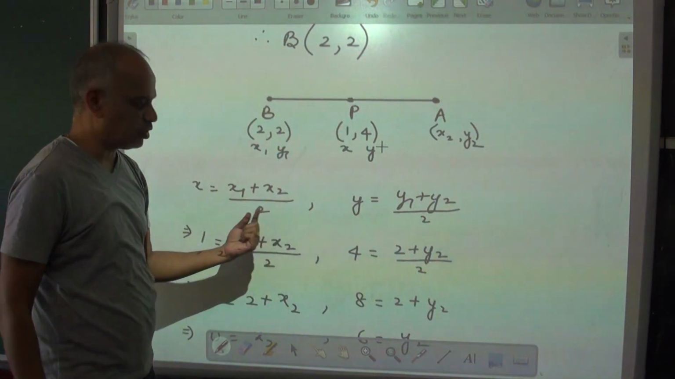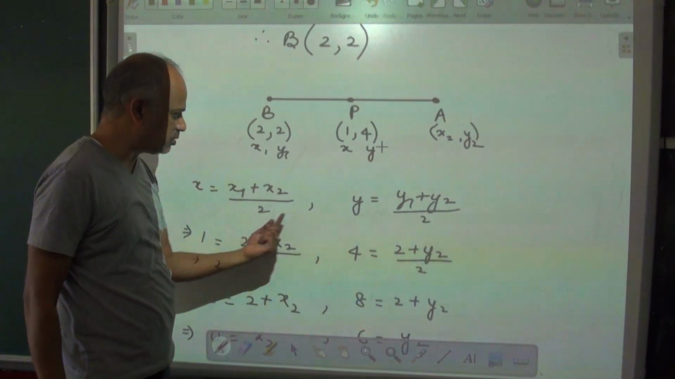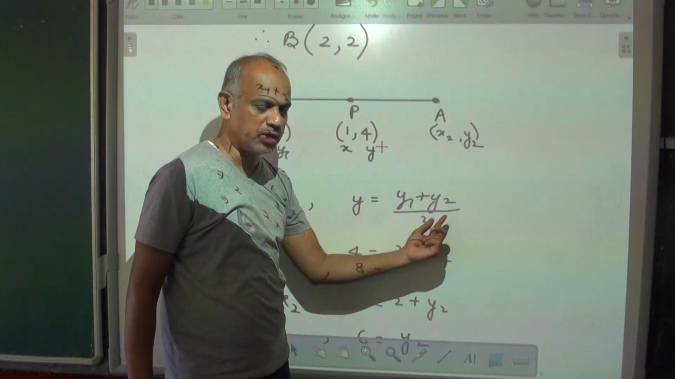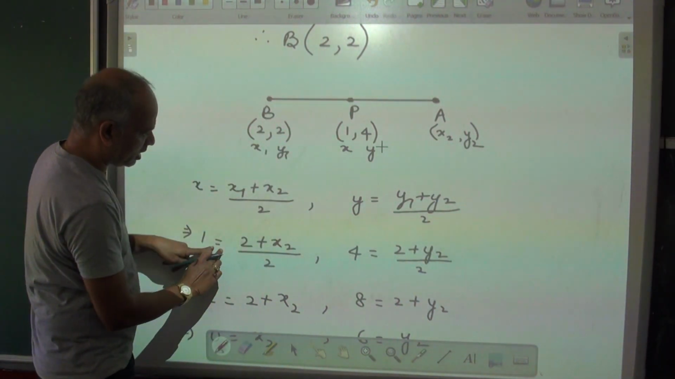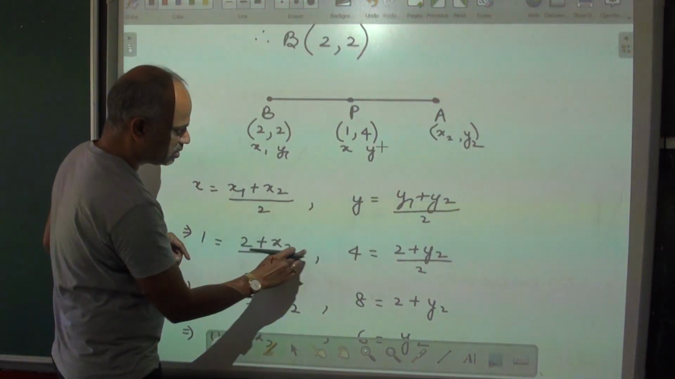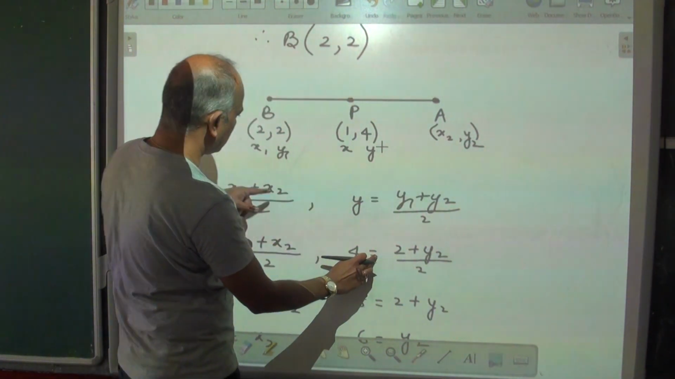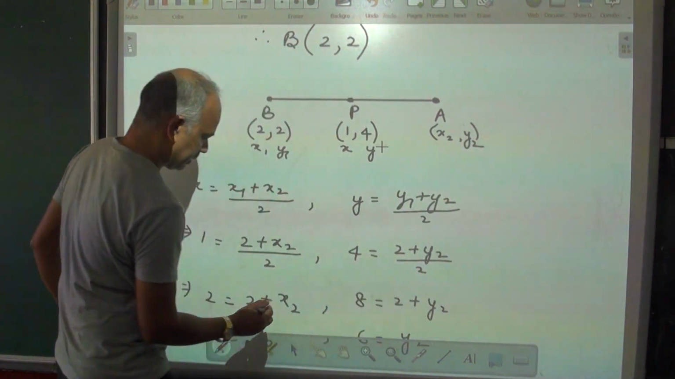Again, this is the midpoint, so use the midpoint formula. X is equal to (x1 plus x2) divided by 2. And y is equal to (y1 plus y2) divided by 2. X value is 1, equal to x1 is 2 plus x2, divided by 2. Y value is 4, equal to y1 is 2 plus y2, divided by 2.